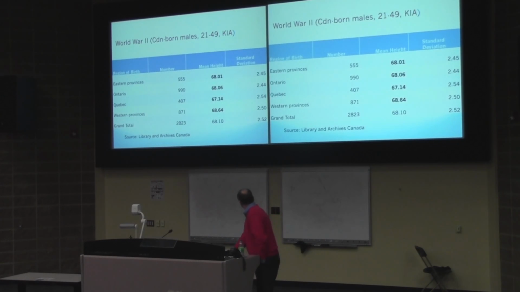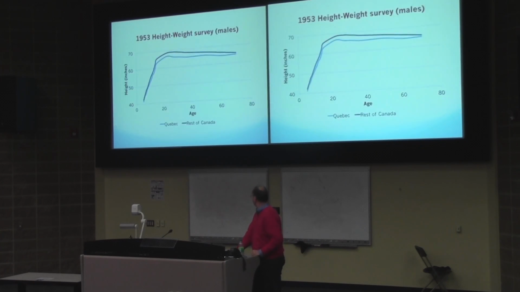World War II, just average height, people born in Quebec, about an inch shorter than Ontario. The Ottawa River is not very wide, but that's a big difference. It's a survey that was done. We don't have the microdata from the survey, but they did report, because this is Canada, they reported Quebec and the rest of Canada. And sure enough, a difference.